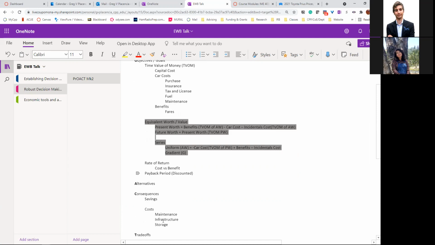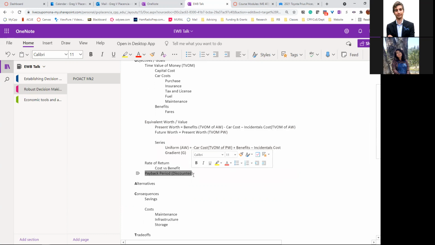Now, two other common ones. In fact, I'll talk about payback period first. The discounted payback period is simply a calculation of how long it takes to get my investment back. So let me ask this question. If I were to tell you that I have a payback period of 3 years, good or bad?